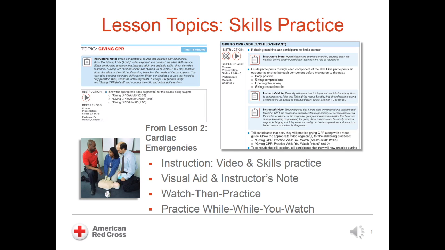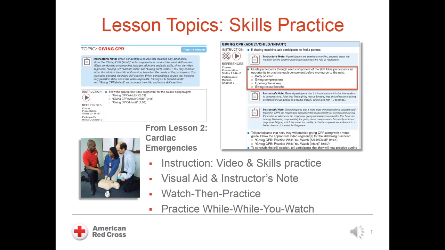Learning skills and practice. This lesson uses multiple instructional methods, including a video demonstration, an instructor-guided practice, and a practice-while-you-watch skill segment. The visual aid notation advises the instructor to either use the video or the course presentation. First, the participants watch a video providing model demonstration of the skill.